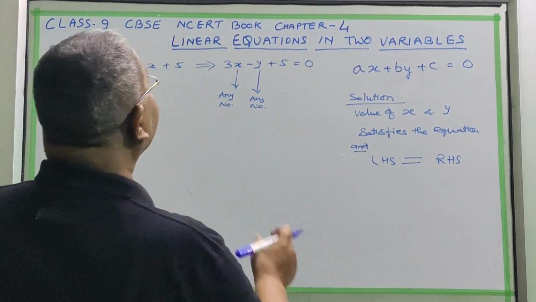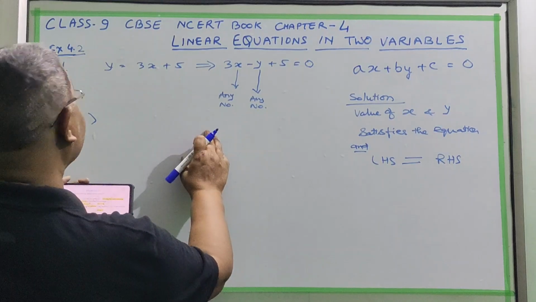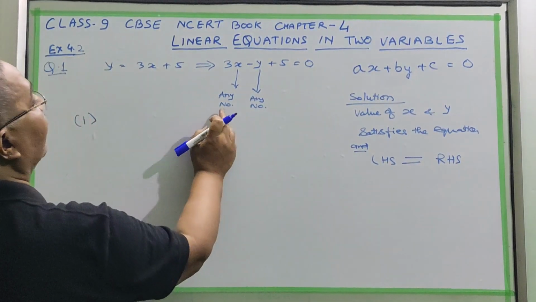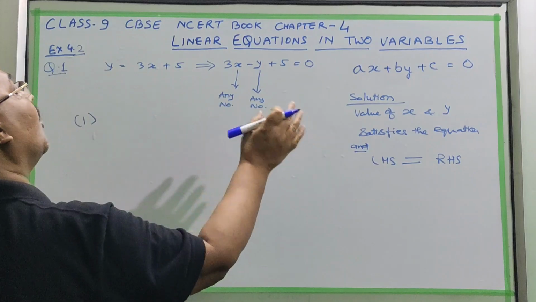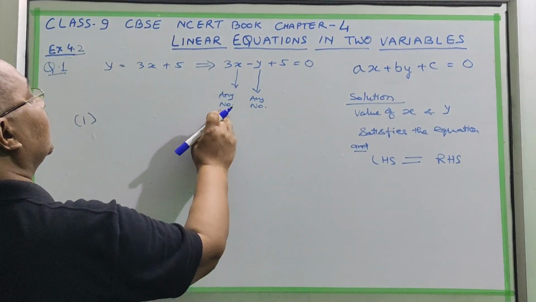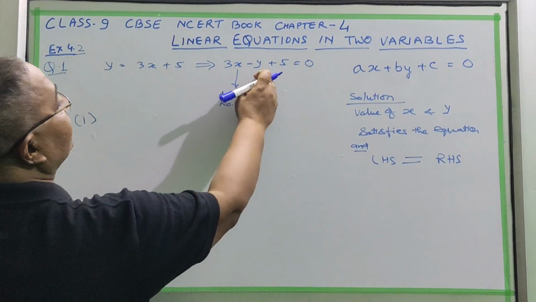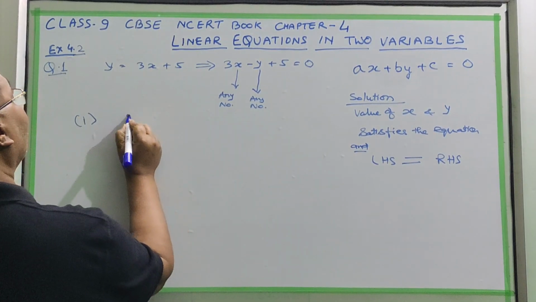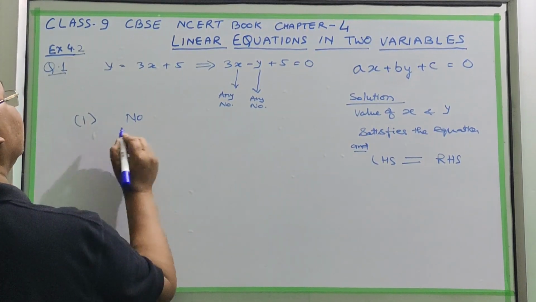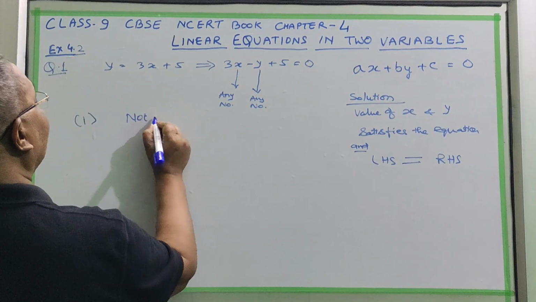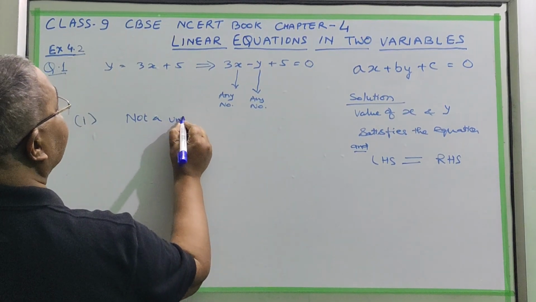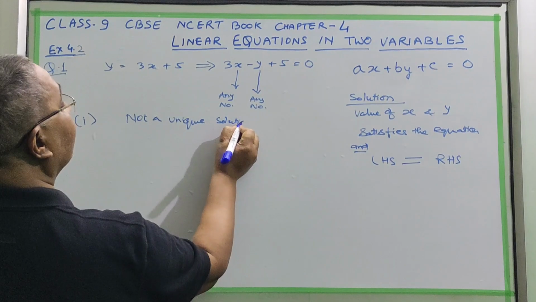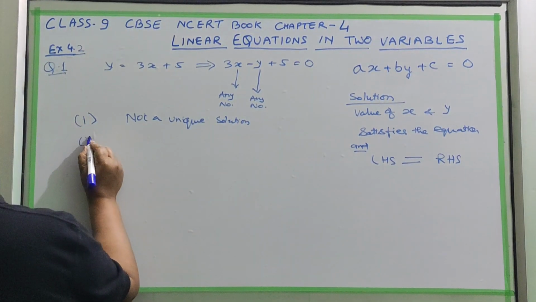So here they are saying a unique solution. It cannot be a unique solution because the x value you can keep on changing. If you keep changing it, this y also will keep on changing. So first it is no. It cannot be a unique solution. No, not a unique solution.